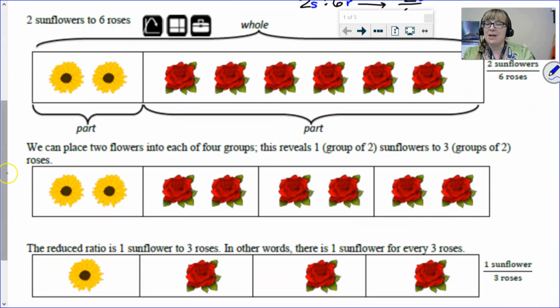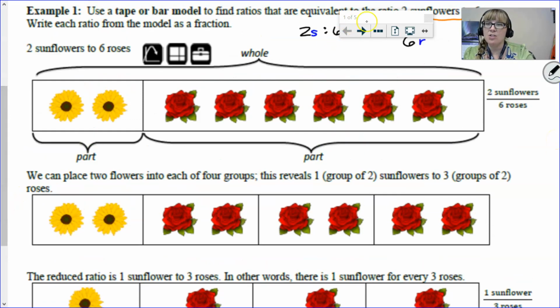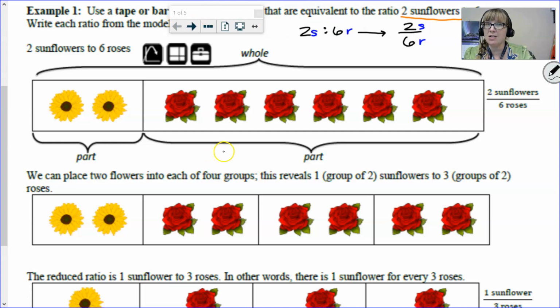This next step is showing us how we would simplify that ratio. Just like in that Khan Academy video, 2 to 6 is the correct ratio, but it's not quite as good as it could be. We need to simplify that. So we have 2S and 6R.